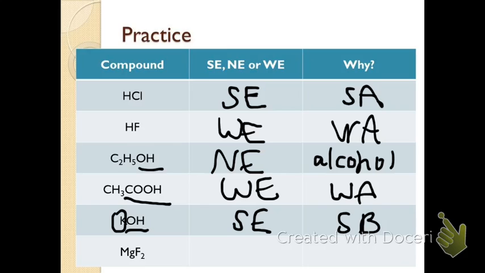The last one, it's not an acid, I don't see an OH, I don't see a COOH group, so what is that? Well, magnesium is a metal and fluorine is a nonmetal. It's an ionic compound which we call salts, and a salt is classified as a strong electrolyte. Make sure you know how to classify compounds when you see them as strong, weak, or non-electrolytes.